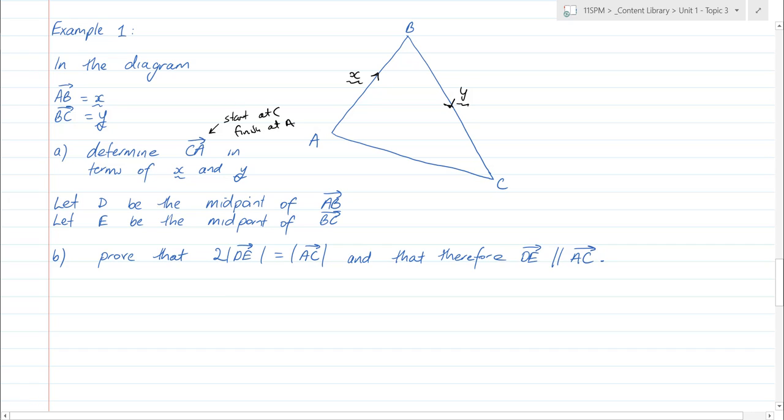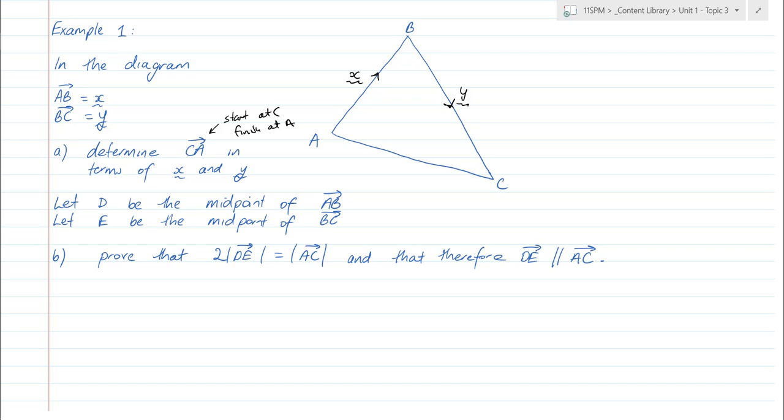Now, if I was in a car and I wanted to get from C to A, I would drive along this road. But I don't have any names for this road. I don't know what it is. It says here determine CA in terms of x and y. So the only way to come up with a name for this is to go along this path.